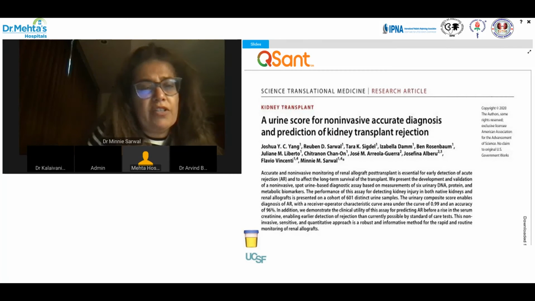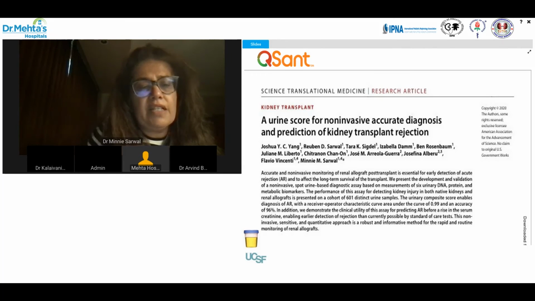So I wanted to share some research that has come out of work that we're doing in our lab, to develop a urine test for non-invasive accurate diagnosis and prediction of kidney transplant rejection. We call this test QSANT. Sant is health, and the Q is just for quiescence, or take your Q on rejection. It requires just a 5 ml sample of urine, and we can actually collect the urine from the home of the patient, and then it can be sent to the lab, and you can get a result back in about 2 days, which gives you a score that scales from 0 to 100.